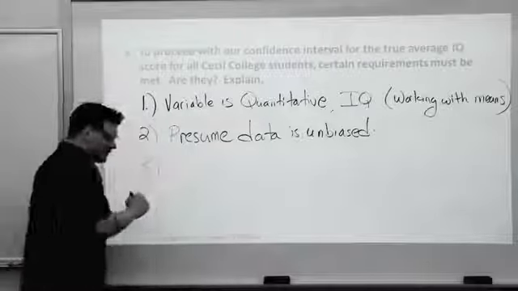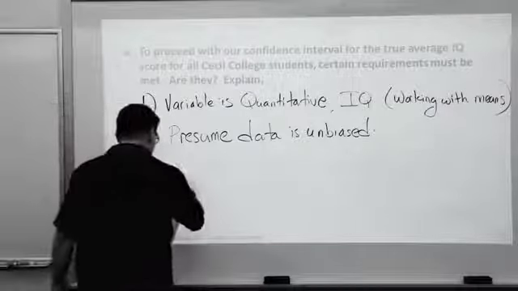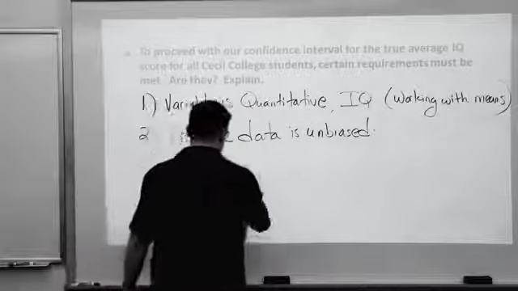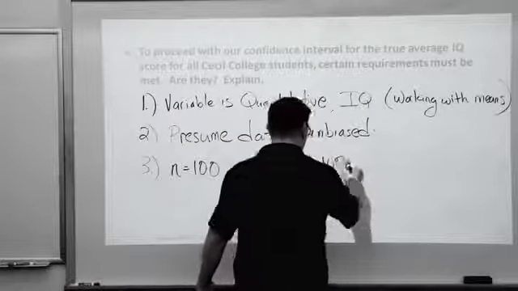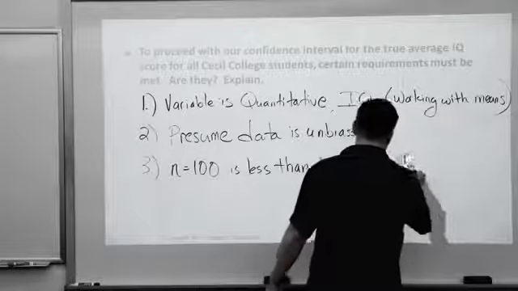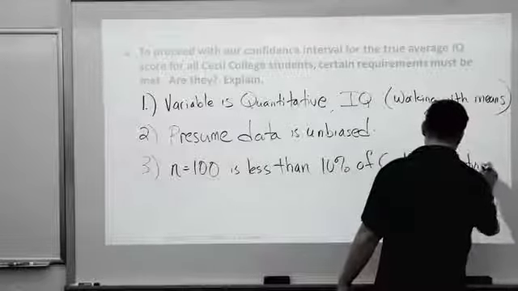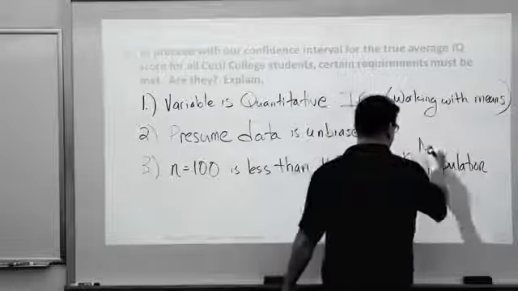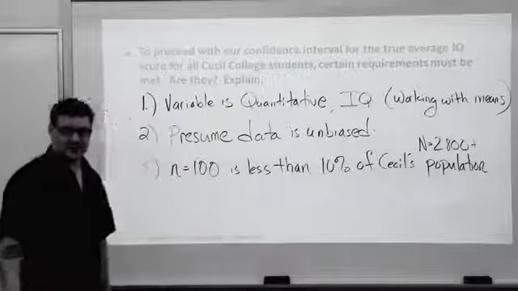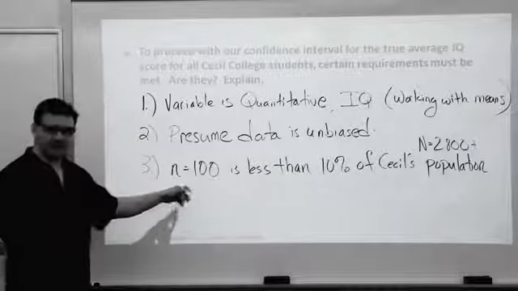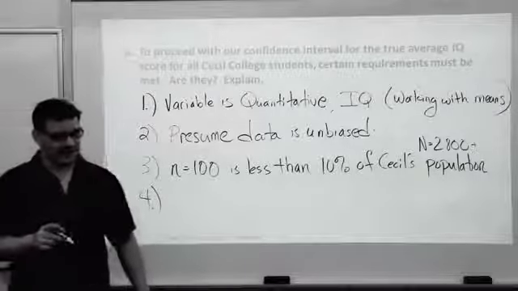Number three, the old 10% condition, right? n equals 100, yes. So certainly n equals 100 is less than 10% of Cecil's population. Who knows the exact number, but about 2,800 students or so. So that's certainly less than 10%. So we're good there. Last but not least, don't you dare tell me successes and failures, I got 10 and 10.